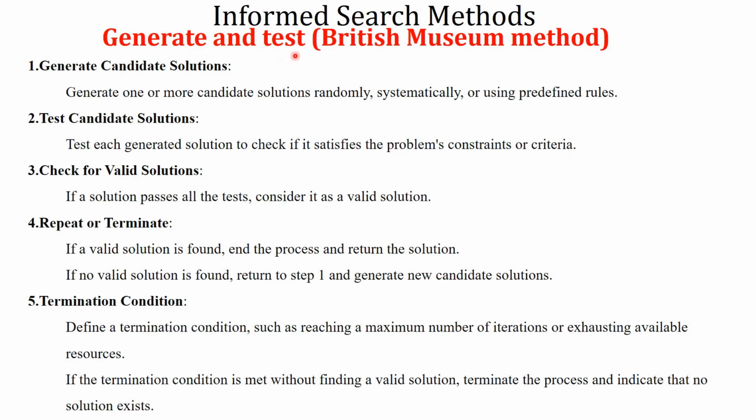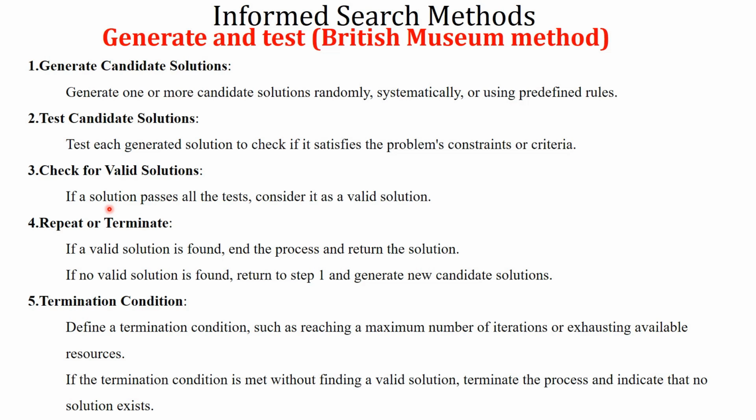Generate and test. This search method is otherwise called the British Museum method. The first step in the search method is to generate one or more candidate solutions randomly, systematically, or using some predefined rules. Once those candidate solutions are generated, we need to test each of the generated solutions and check whether it is satisfying the problem's constraints or criteria.